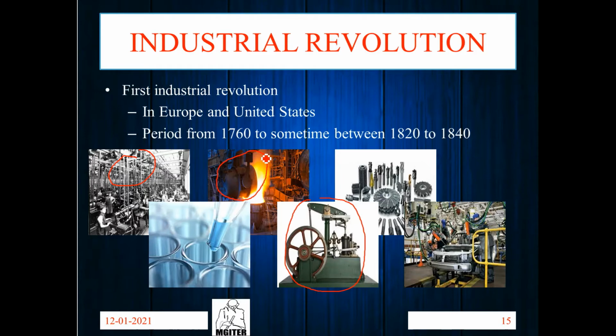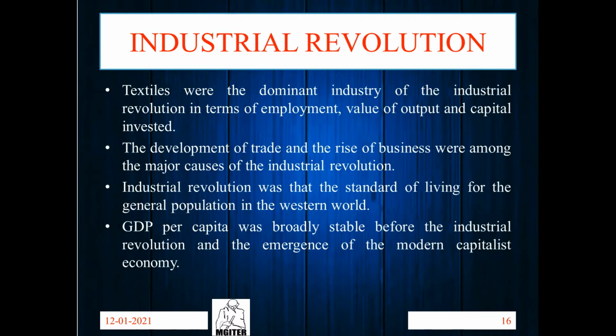We discover how to melt iron by using coal and make this type of machinery. So by these two inventions, steam engine and iron making, the industrial revolution starts. In the first industrial revolution, textile was the dominant industry in terms of employment and value of output.